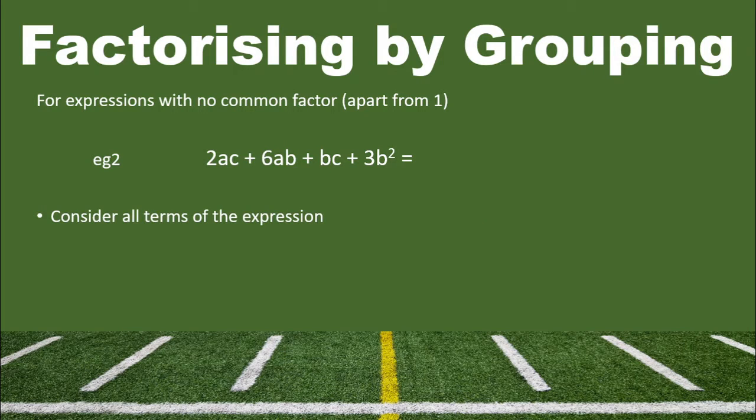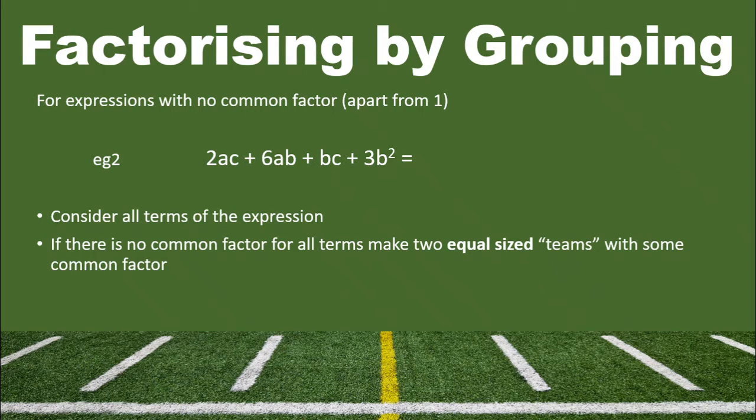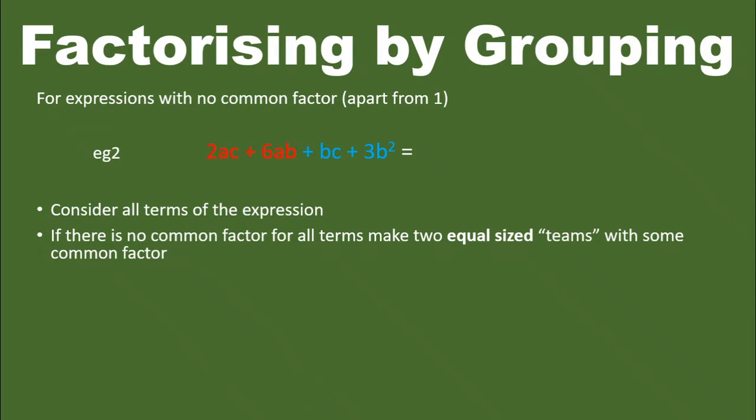First, consider all terms of the expression and note that there is no number or variable that all 4 of these terms could be divided by. So this is where we're going to consider making 2 teams. They must be equal-sized teams to be fair. So as there are 4 terms in this expression, I'm going to make 2 teams of 2 terms each. I'm going to call the first 2 terms the red team and the second 2 terms the blue team.